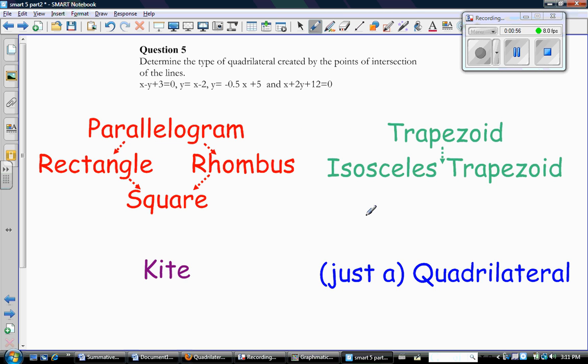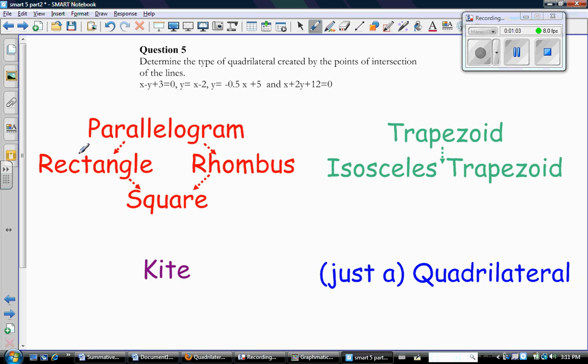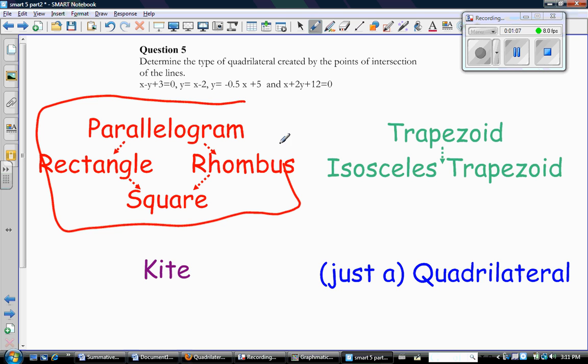And we had already done this part. We had looked for parallel and perpendicular. And we had already discovered that we definitely had a parallelogram because opposite sides were parallel. So cross those ones out. Then we noticed that adjacent sides were not perpendicular. So we looked at the slopes and said, well, we can't therefore have a rectangle and we can't have a square. So we're down to either it's a parallelogram or it's a rhombus.